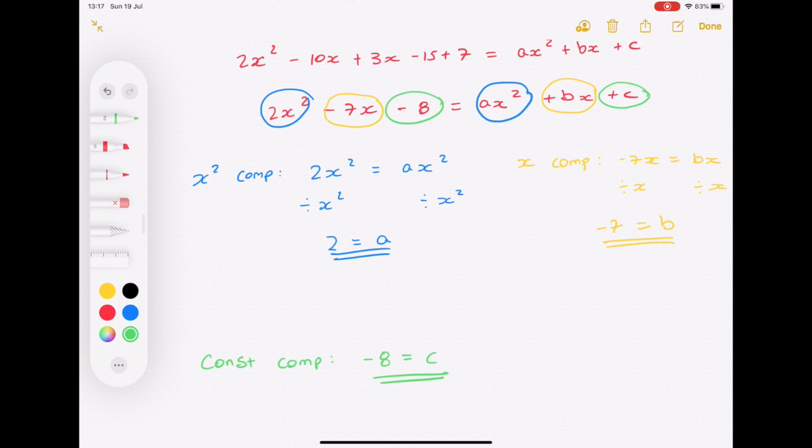And there we have it. Now we have all three letters. And you can see this is the comparison. This is the comparison part of comparing coefficients.